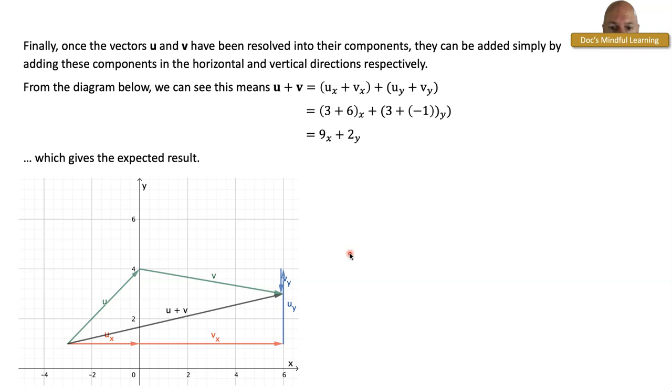And we can see that that gives us the same result as adding u and v graphically, which is of course what we'd expect. If we wanted to give the magnitude of u plus v, well then we're going to use Pythagoras, so it's the square root of 9 squared plus 2 squared. And if we wanted to give the orientation of u plus v with respect to the positive x direction, it would be tan to the minus 1 of 2 on 9.